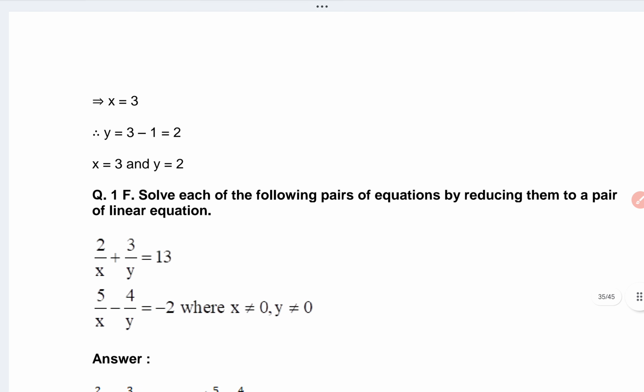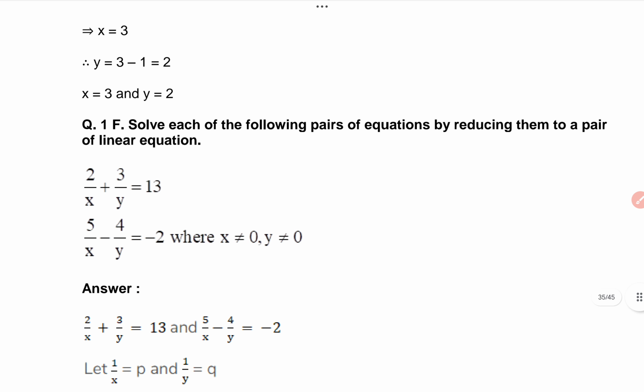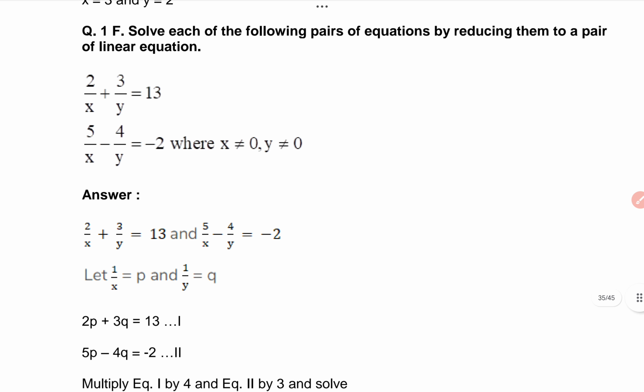Then here you can see, that's your question number F1. This is your F, F means that's your sixth one in Roman numerals. Here it is the answer.